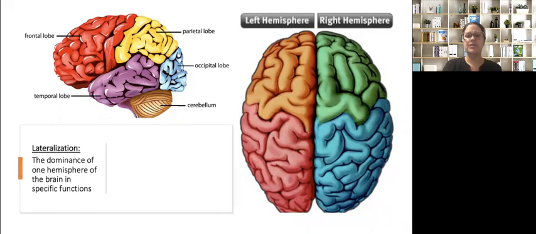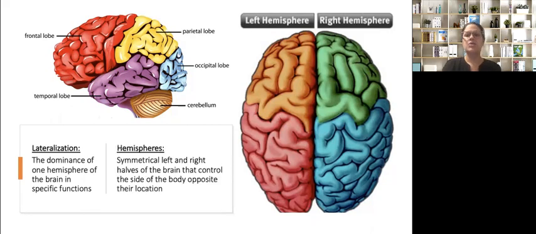Certain behaviors are lateralized, which basically means that certain behaviors are more likely to reflect activity in one side of the brain or the other. So, for example, behaviors that involve language processing, things like speaking, reading, thinking, comprehension, often produce activity in the left side of the brain. So you're more likely to see the left hemisphere activated when you're engaging in these behaviors.